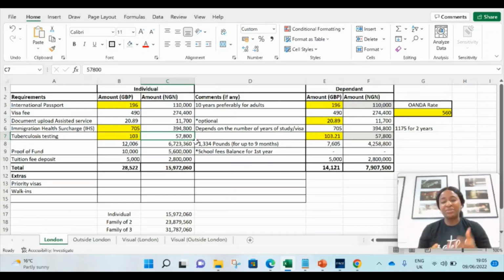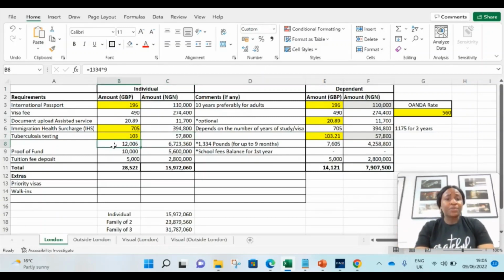And for people below 11 years, it's about 23,100 or thereabouts. So it's $60 for children below 11 years. But I'm leaving it at 57,800 because it's better to over budget than under budget, like I've said. So I'm leaving it like that, but I'm explaining so you understand.